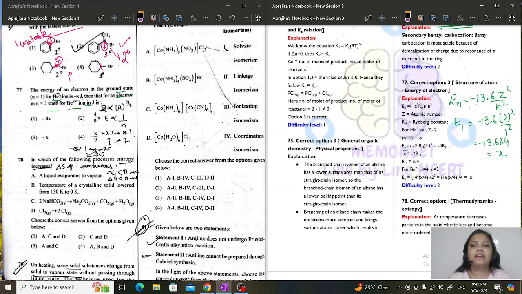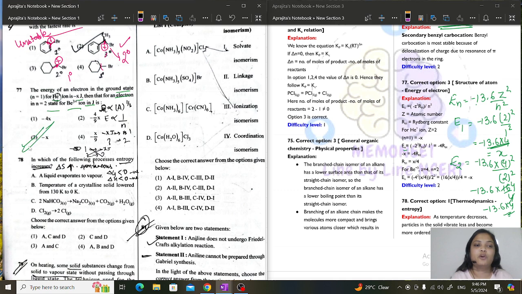So then for beryllium we can find it out similarly, 13.6 Z square. Now for beryllium the atomic number will be 4, and for second orbit n is 2, so it's 4 square upon 2 square, so minus 13.6 into 16 upon 4, so it is also coming out to be 13.6 into 4, means both the values are same, means if this one is x, this one would also be x, so the answer would be option number 3.